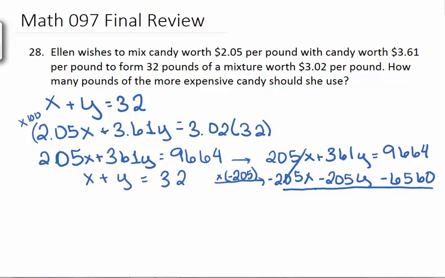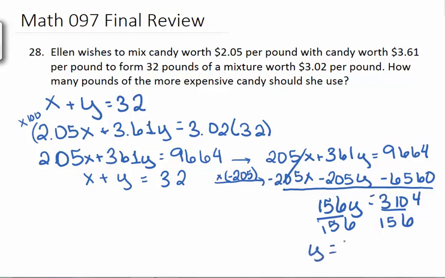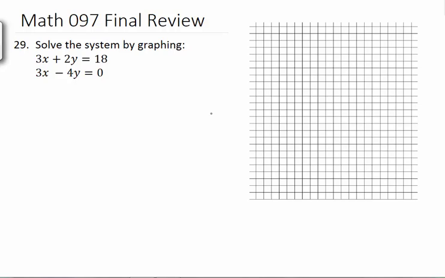So adding these two equations up, 361 minus 205 gives us 156y, and then 9664 minus 6560 gives us 3104. Dividing both sides by 156 gives me that I need a total of 19.9 pounds of candy.